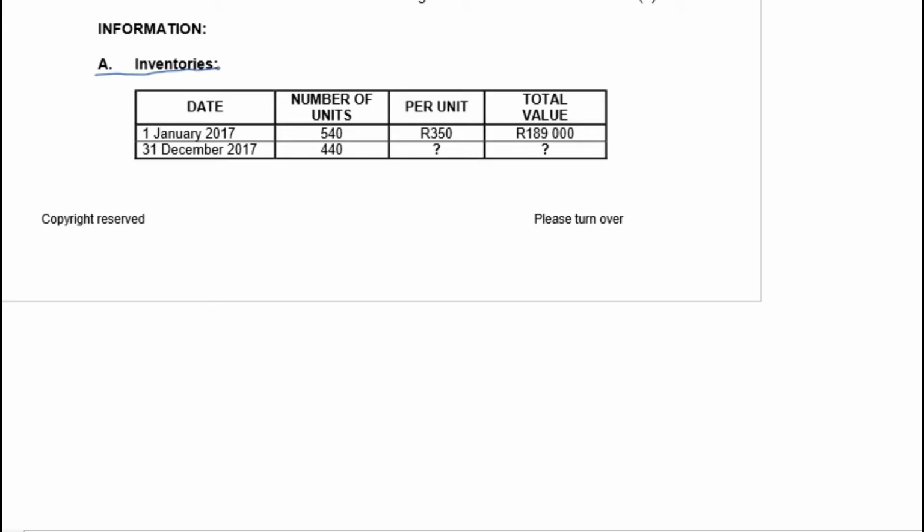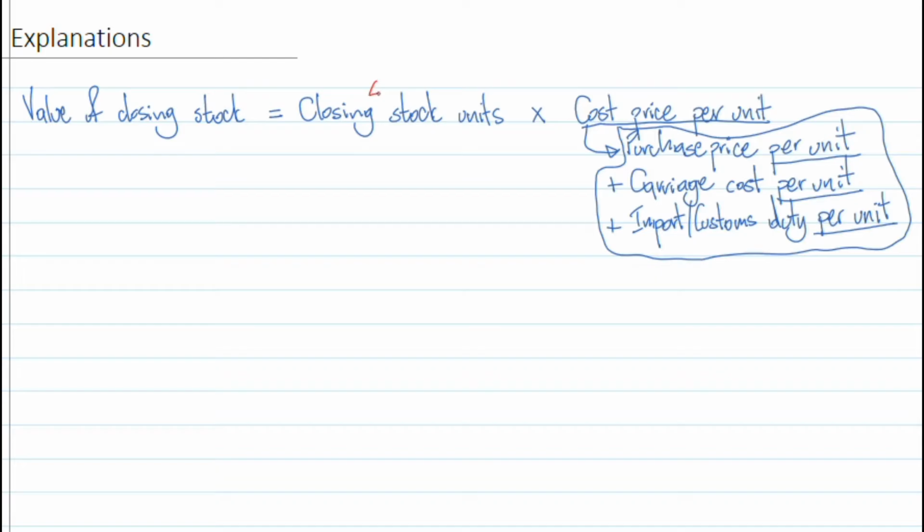In information A under inventories, we are told that on 31 December 2017, we had 440 units of stock on hand. So that's our closing stock units. Remember, we said that under the FIFO method, we assume that our closing stock units come from the stock that was purchased last. So let's look at the stock that was purchased by the company during the year to see which stock was purchased last.